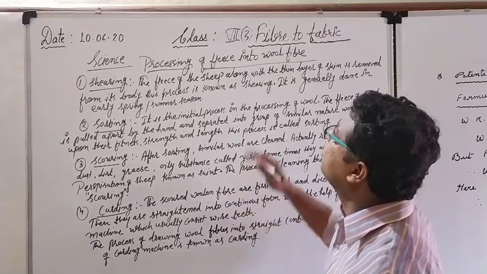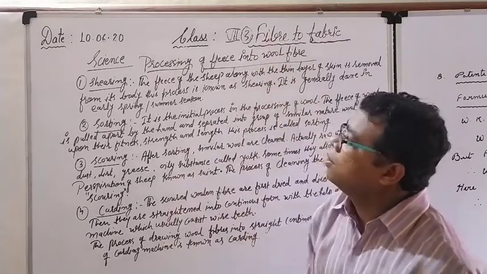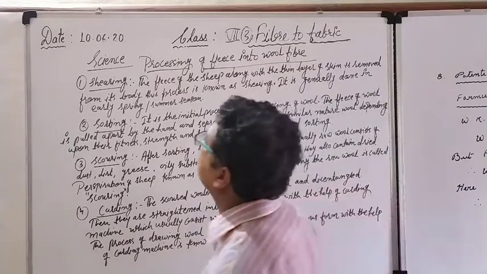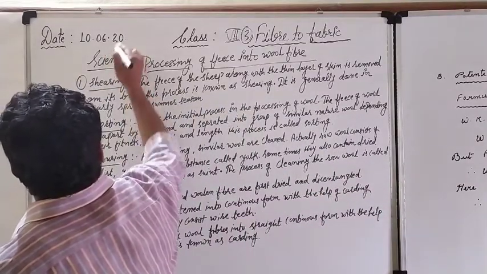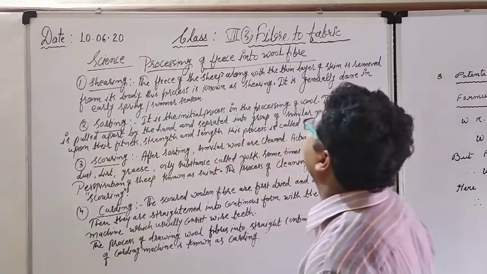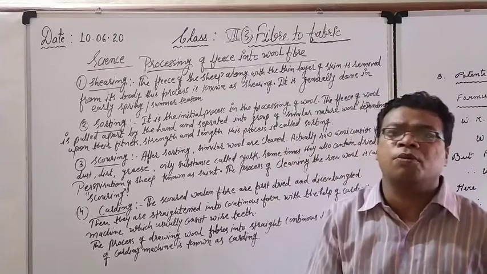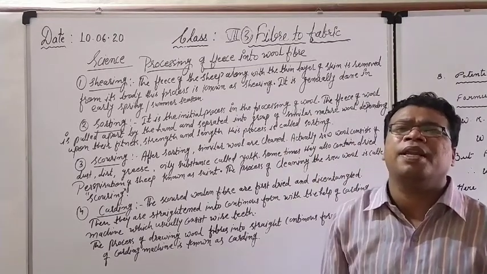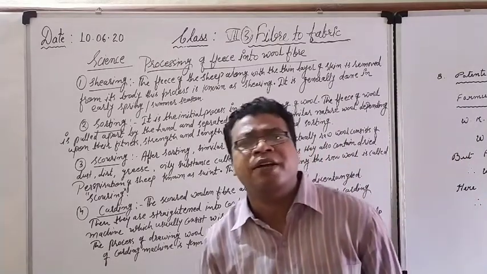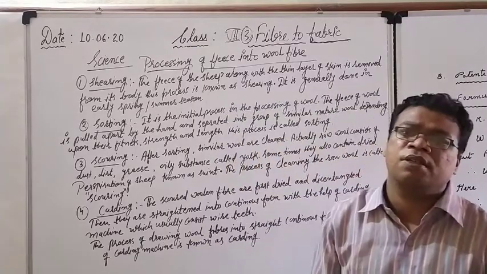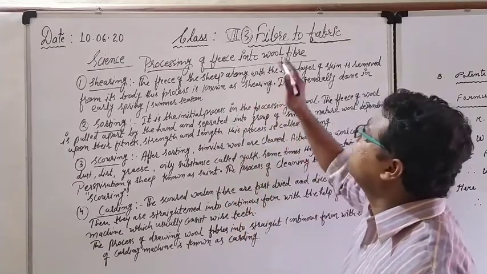Right now see, where we have actually reached. We have reached towards the processing of the fleece into the wool fiber. Last lecture I talked about some of the properties of the wool, some wool bearing animals, and after that some of the breeds of the sheep which are reared here and there in India, and which give us good quality of wool. Right now see, processing of the fleece into the wool fiber.